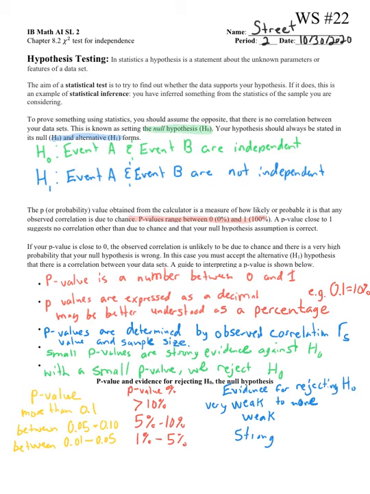And then the last one is if you have less than 0.01, so less than 1%, then you have a very strong case for rejecting the null hypothesis.